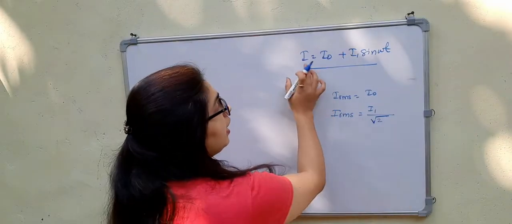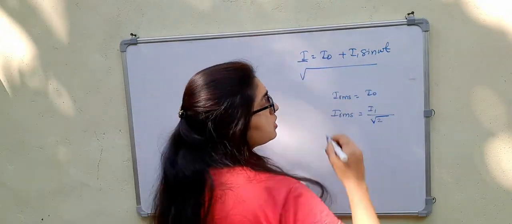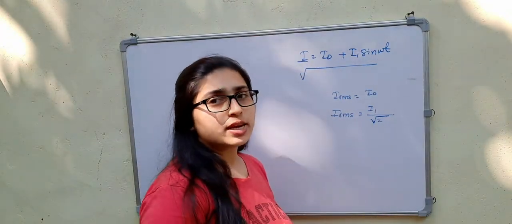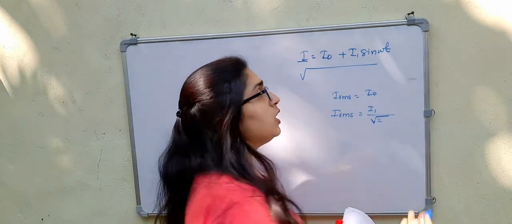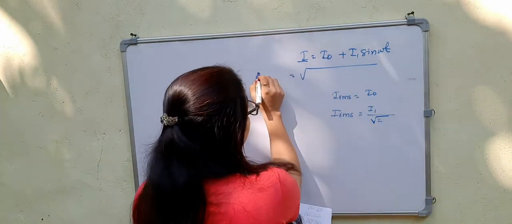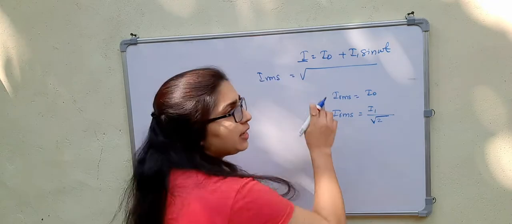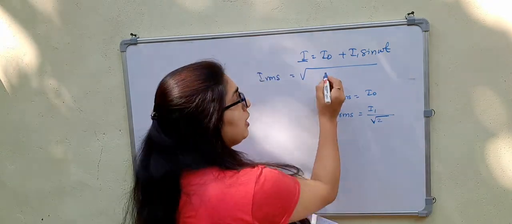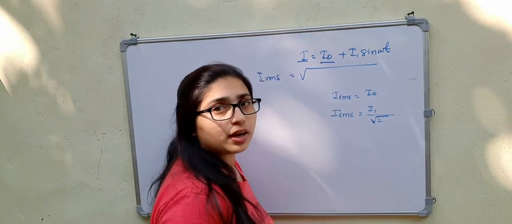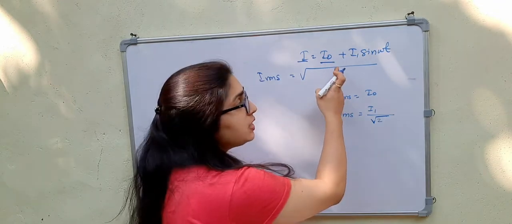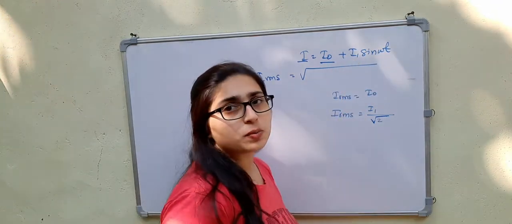So to find the RMS value of this, which consists of the sum of two or more terms, we take the I RMS, that is equal to the square root of the square of the RMS value of this, and the square of the RMS value of this.